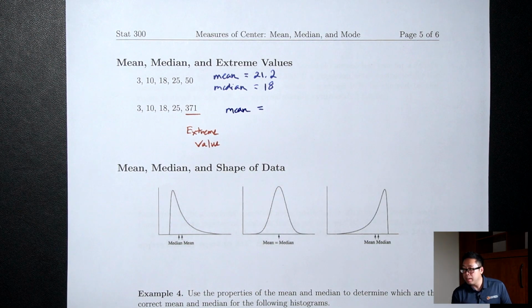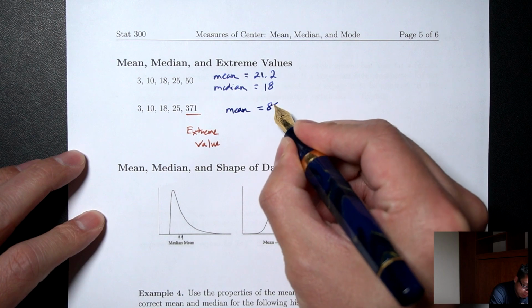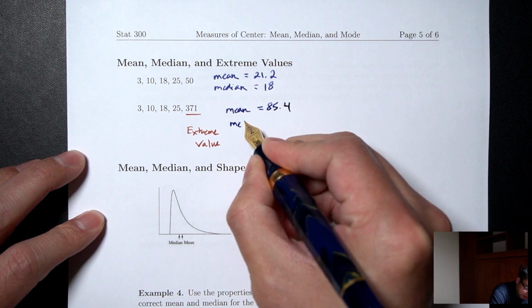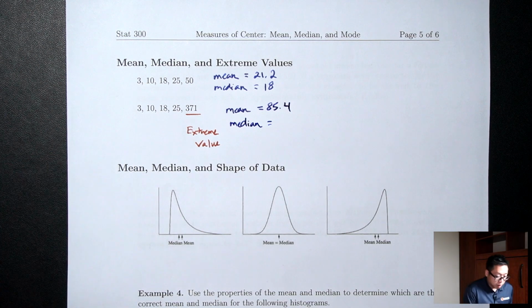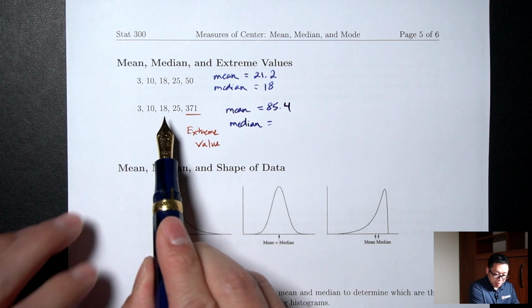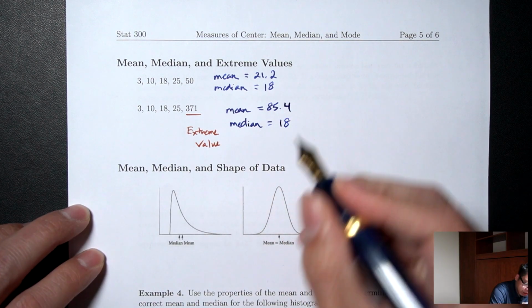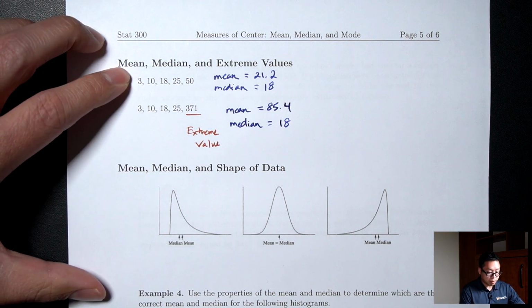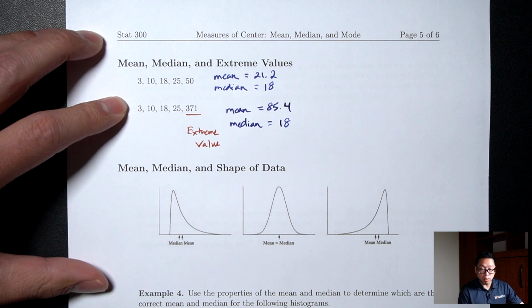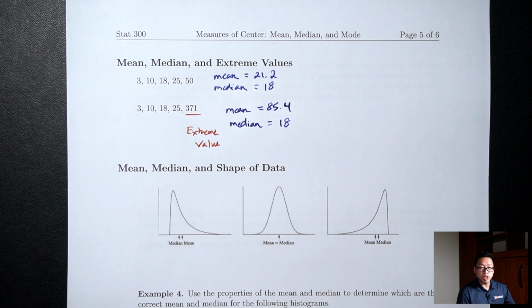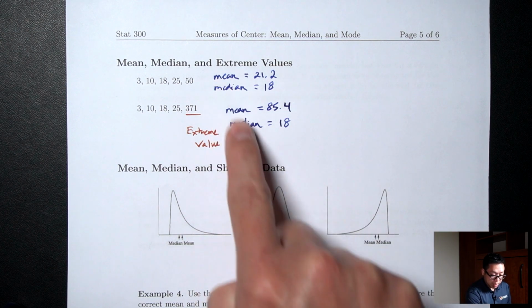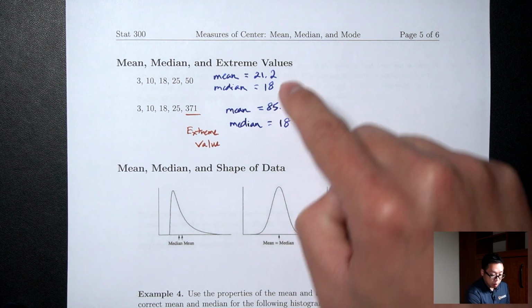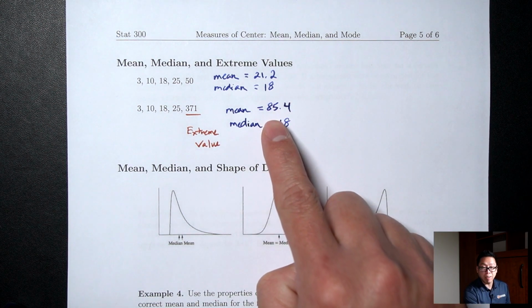And I will tell you that the mean is 85.4, and the median, the numbers are in order still. So the median is the number right smack in the middle, which is still 18. So compare the first set with the second set. All I did was replace one of the numbers with an extreme value. What changed more, the mean or the median? The median actually stayed the same, right? 18, 18. The mean went from 21.2 all the way up to 85.4.